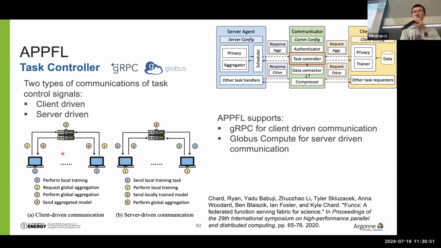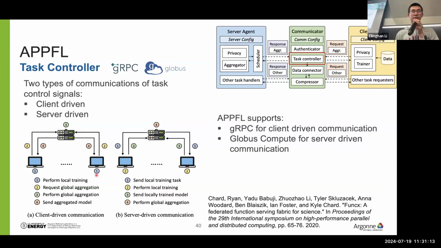And for the task controller, which is used to send task signals between the server and clients, like what task I want the server to do or what task I want the client to do, there are 2 essential types of communication control signals. One is client-driven and one is server-driven. And what does this mean?